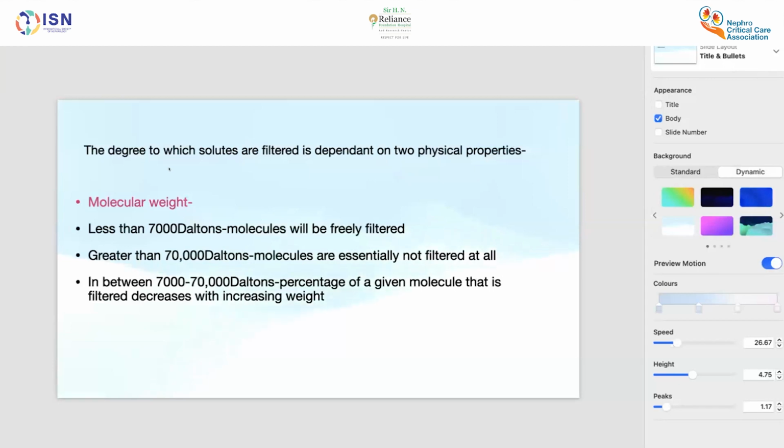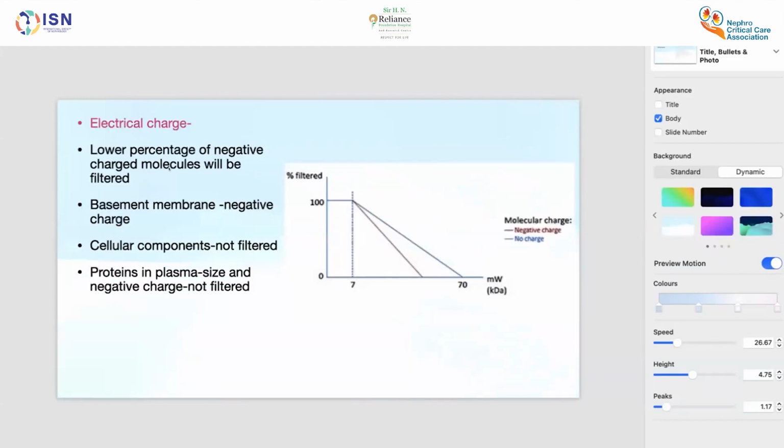The degree to which these solutes are filtered depends on two physical properties. The first is the molecular weight of the solute. Molecules less than 7,000 Daltons are freely filtered. For molecules greater than 70,000 Daltons, they are essentially not filtered at all. In between, from 7,000 to 70,000 Daltons, the percentage of a given molecule that is filtered decreases with increasing weight. The other dependent factor is electrical charge.